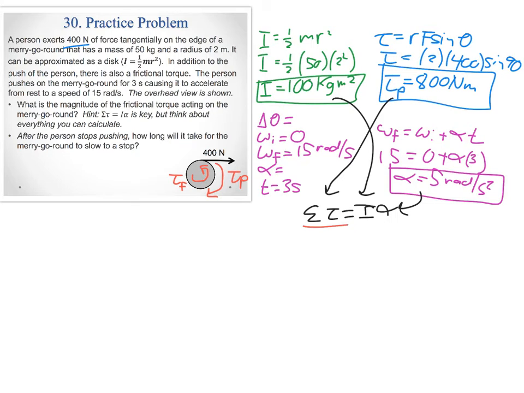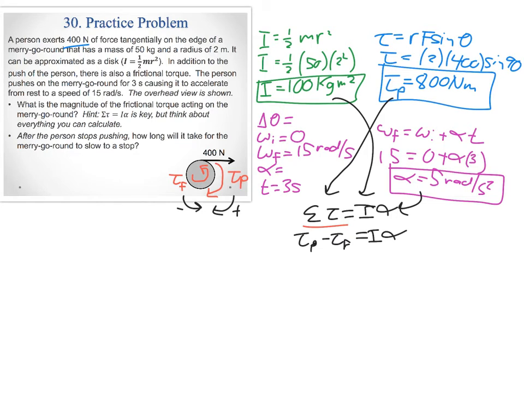So what torques do we have acting on the object? We have the torque from the push and the torque from friction. So I'm going to say that the torque from the push minus the torque from friction is going to be equal to my moment of inertia times my angular acceleration. I did choose to make this the positive direction and make counterclockwise negative, which is opposite the normal convention, but as long as you're consistent, that's what's important.